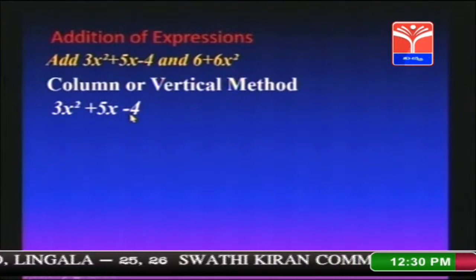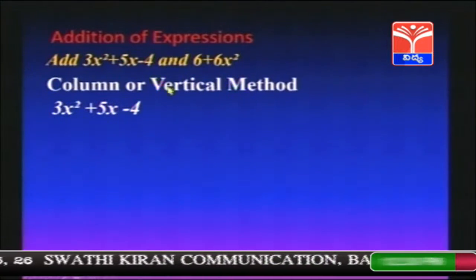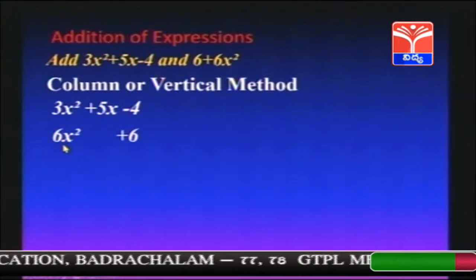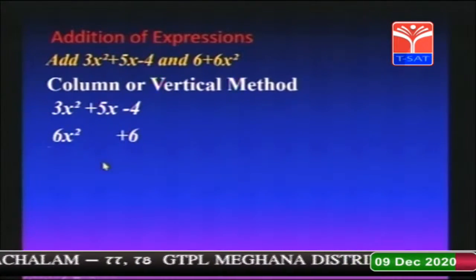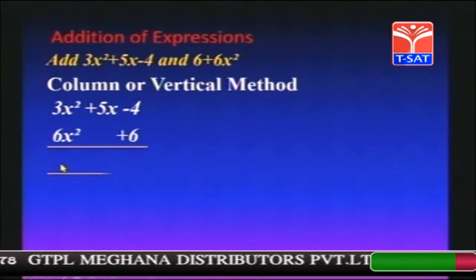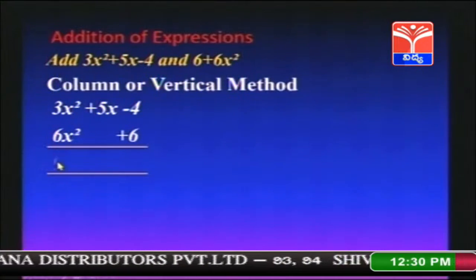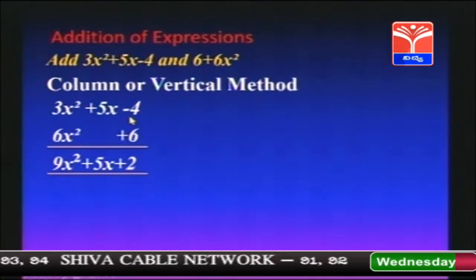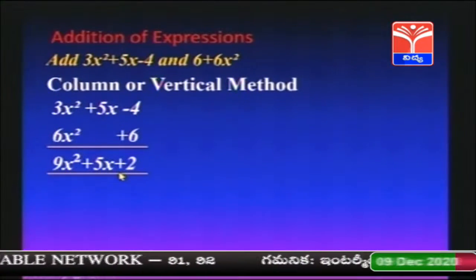Now let us write both the expressions in their standard forms, and the second expression in the standard form is 6x square first, plus 6 at the last. Now if you add these two expressions, 3 plus 6, that is 9x square, here plus 5x as it is, minus 4 plus 6 gives you plus 2.